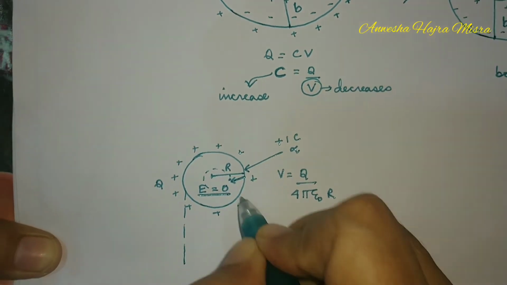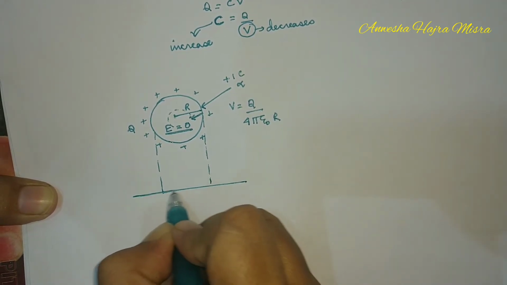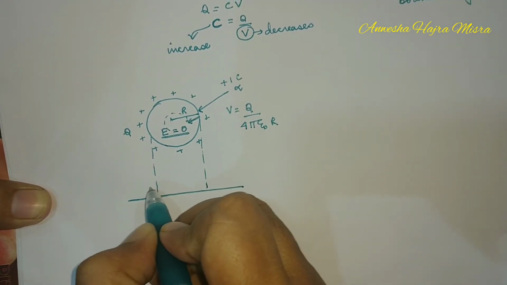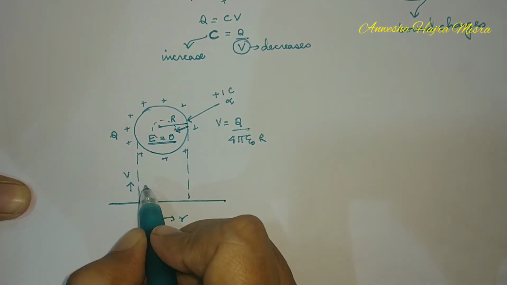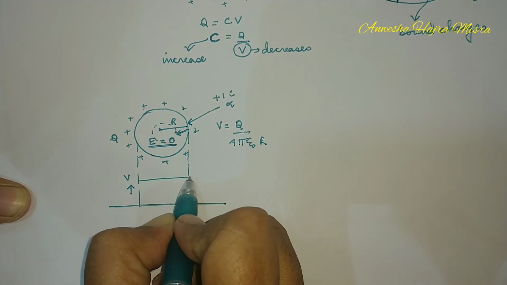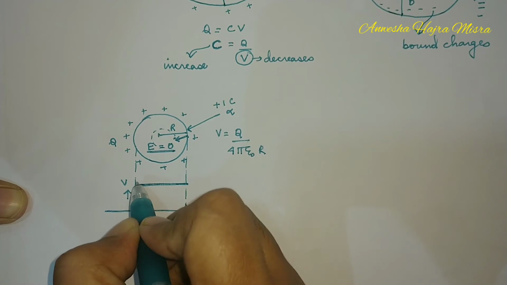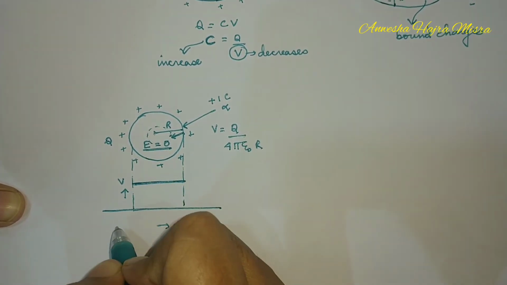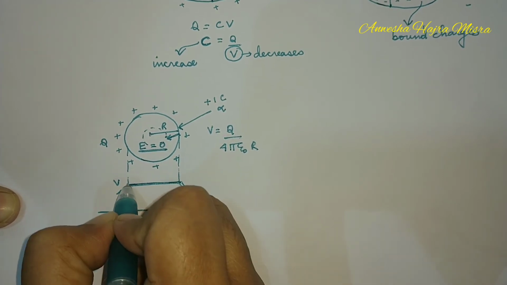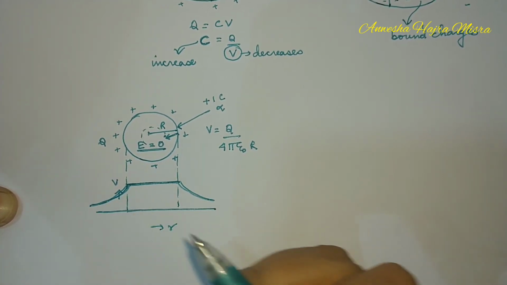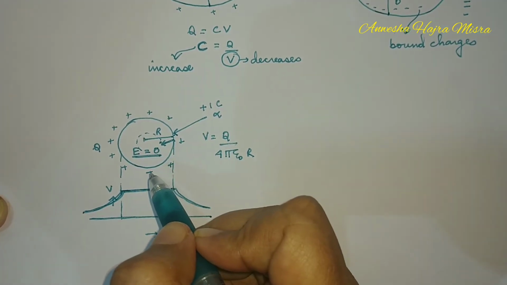So for a spherical conductor, children, if you plot the graph of potential and distance, on and inside, potential remains the same. No extra work is done inside. Outside, it varies as 1 by r. So the potential of a sphere on and inside is the same.